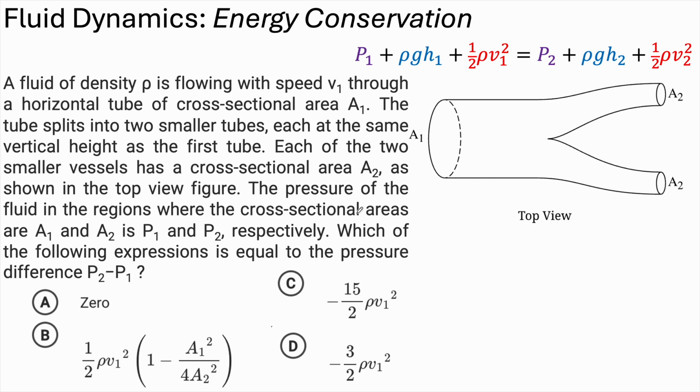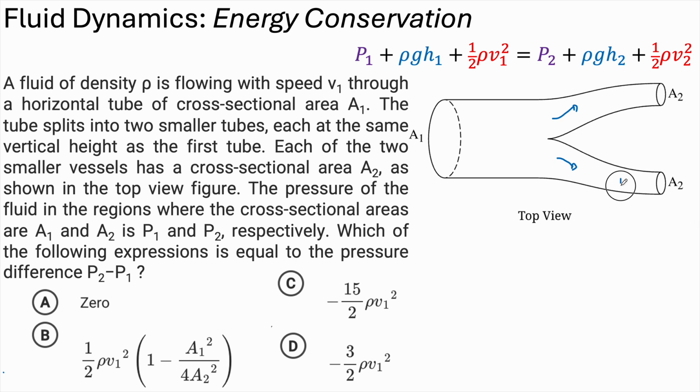Take a look at this one, another multiple choice. This one a little bit more mathematical. A fluid of density rho is flowing with some speed v1 for a horizontal section at area A1. It then splits into two smaller vessels as shown. So part of the fluid goes this way, part of it goes this way. As shown, the pressure of the fluid in the region where the cross-section is A1 and A2 is P1 and P2 respectively. Which of these is equal to the pressure difference?